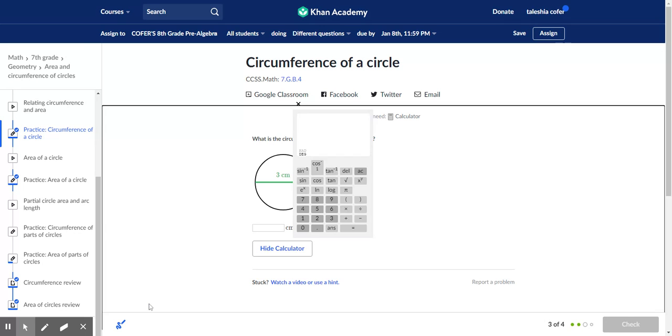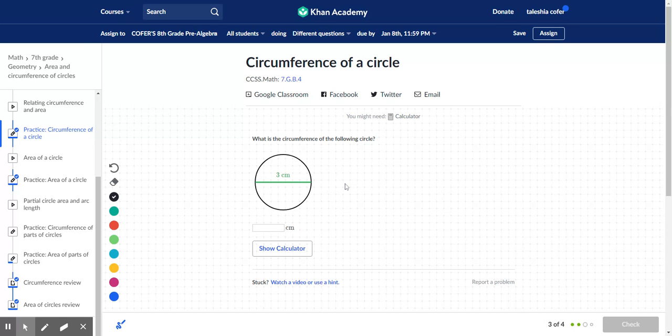On this one, they want to know what the circumference is, and they give me the diameter. Remember, the diameter is all the way across the circle, and the radius is right from the middle to the edge. So, because I know that they gave me the diameter, I'm going to use the equation c is equal to pi times d. I know that pi is 3.14, and they tell me here that the diameter is 3.